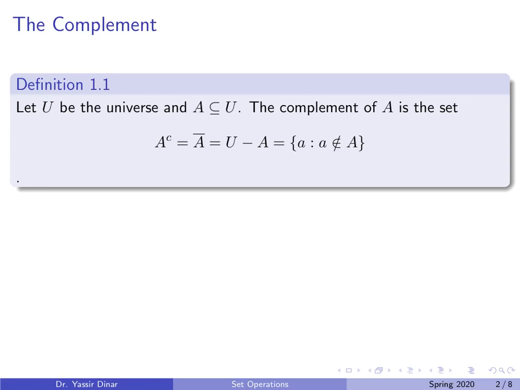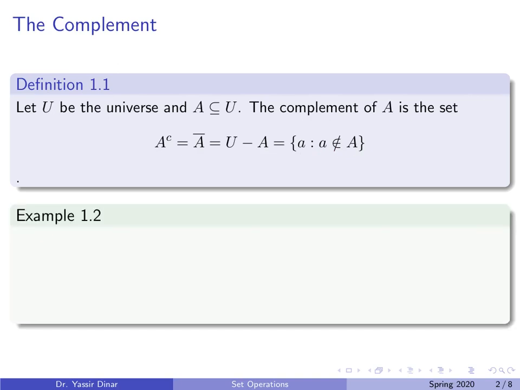Okay, so whenever we have a universal set that is known, or it can be figured out from the examples or the problem you are working with, and for this set, which is a subset of the universe, I can form a new set, a complement. It's denoted by this one, or overline of A. It is a new set, and this new set is taking all the elements in the universe which are not in A.